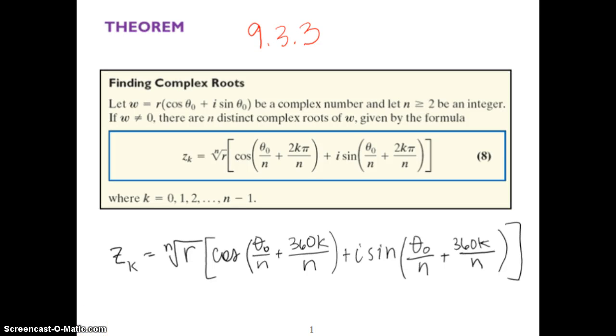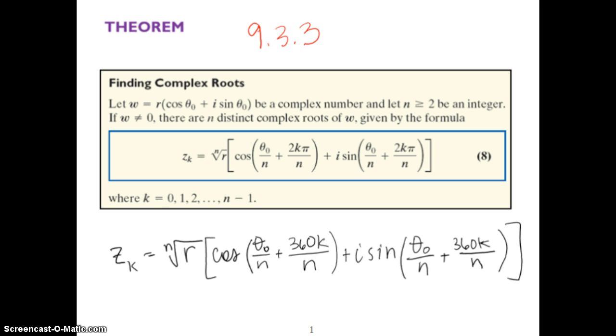Okay, so this video is going to help us with section 9.3.3. In this section we're going to be talking about actually finding complex roots. Every number, real or non-real, has an infinite number of complex roots, whether they're square roots, cube roots, fourth roots, and so on. So if you want to find these specific roots, we're going to use this given formula to find them.